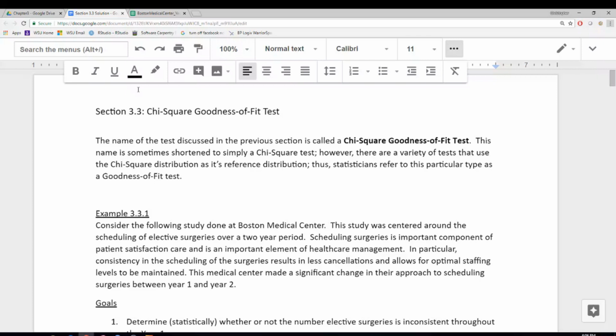So these tests are sometimes just shortened to chi-square tests. However, there are a variety of tests that use the chi-square distribution. Therefore, statisticians refer to the particular test that we're looking at here as a goodness of fit test.